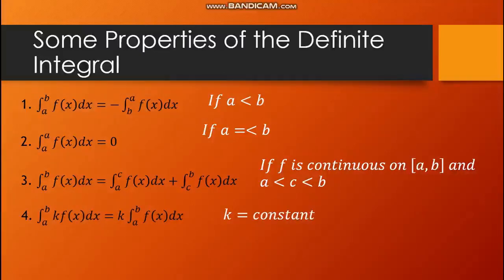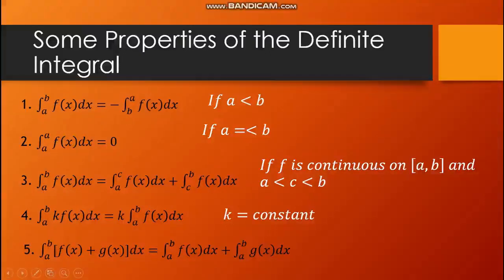Fourth, if we have a constant k, we can take it out of the definite integral. Okay? And if we have a sum of two functions in our definite integral, that is the integral of the sum of f of x and g of x times dx from a to b, we can separate the two functions, or integrands. Okay? So that is our properties of the definite integral.